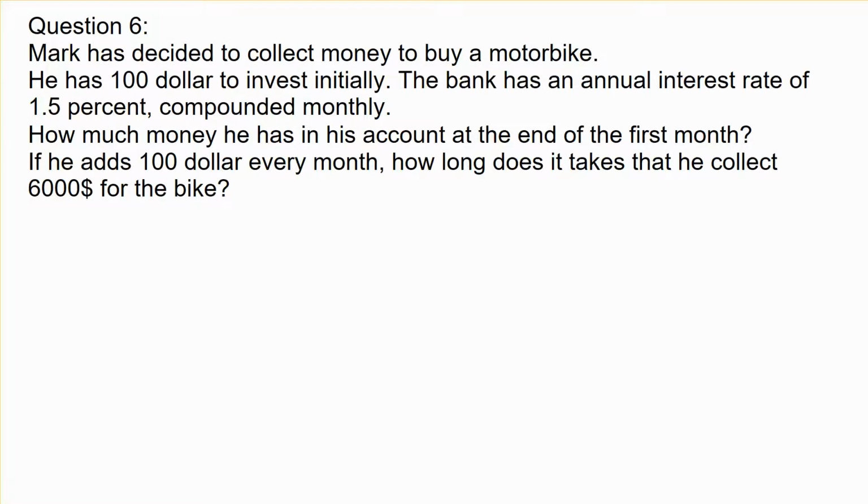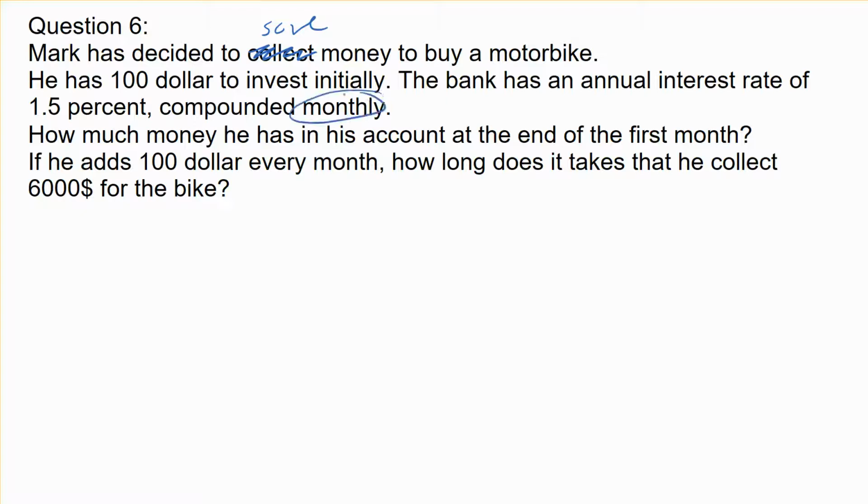All right, then we did have one good word problem here. Now, based on what the work we did in class and the questions we had, I made sure that I clarified some wording in here. Mark has decided to collect money. He's decided he's going to save some money to buy a motorcycle. He has $100 to invest initially. The bank has an annual interest rate of 1.5%, which is actually probably realistic, compounded monthly.